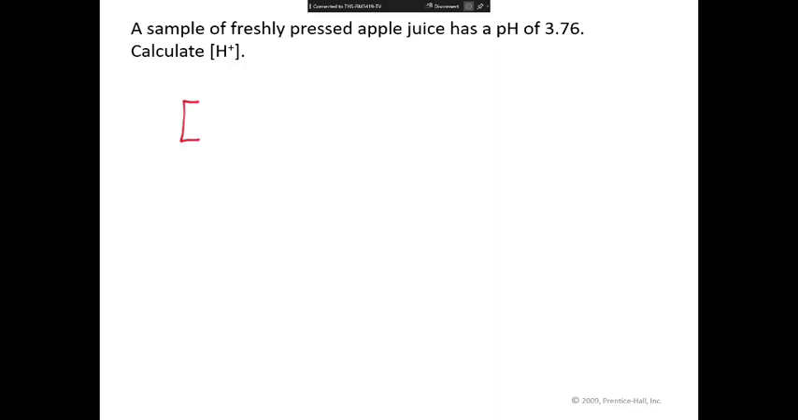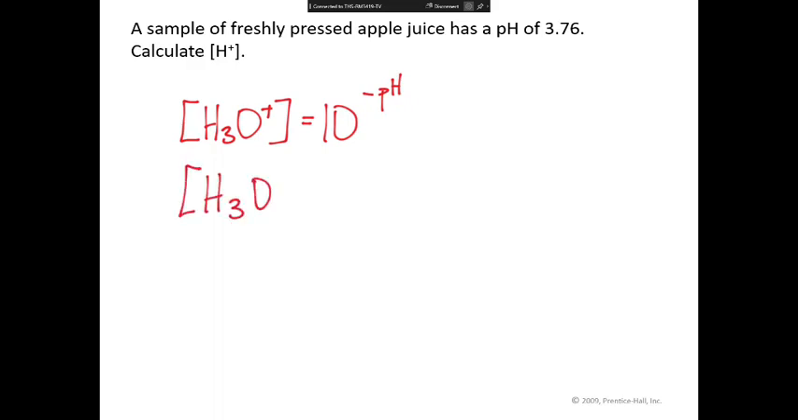H plus or H3O plus concentration is 10 to the negative pH. That's the opposite of a logarithm, log base 10. 10 to the negative 3.76. And that's not a good enough answer, just saying 10 to the negative 3.76. I want a specific answer there.